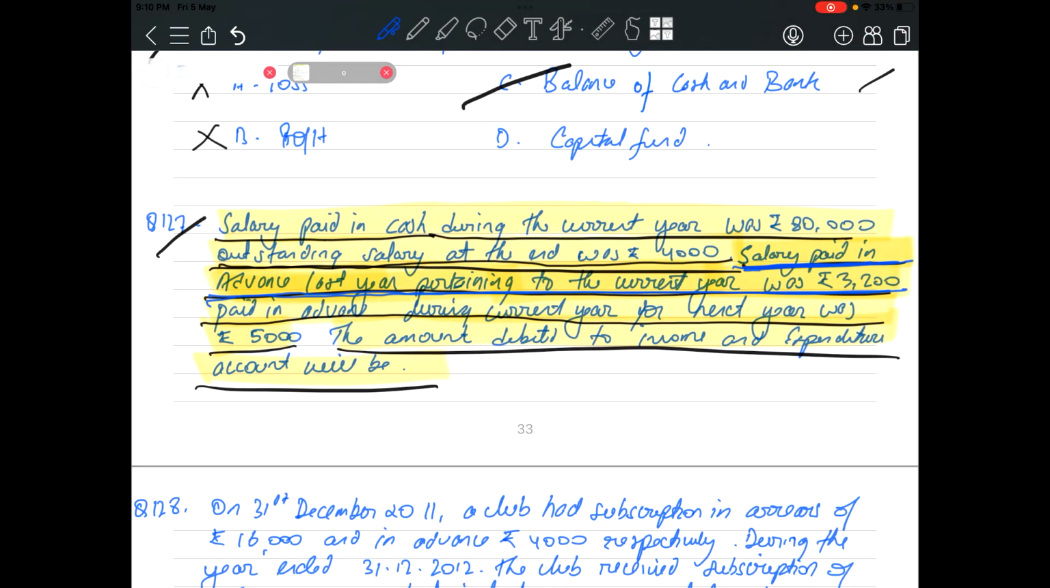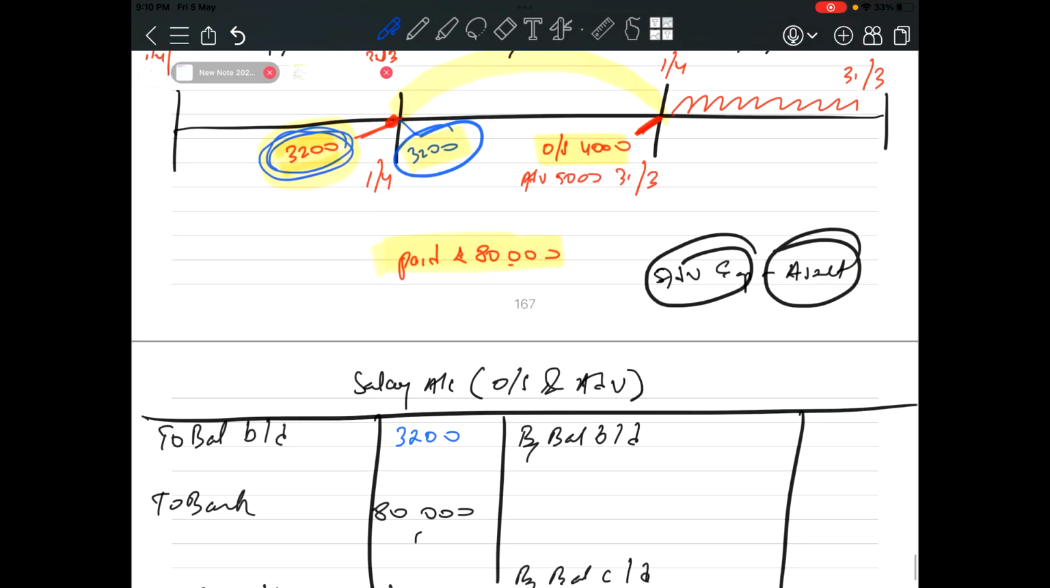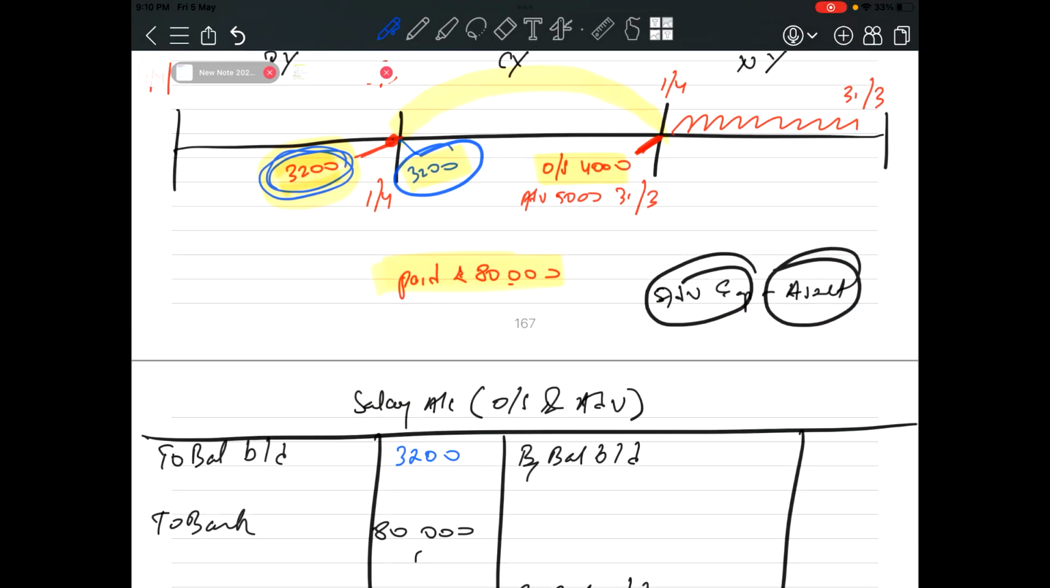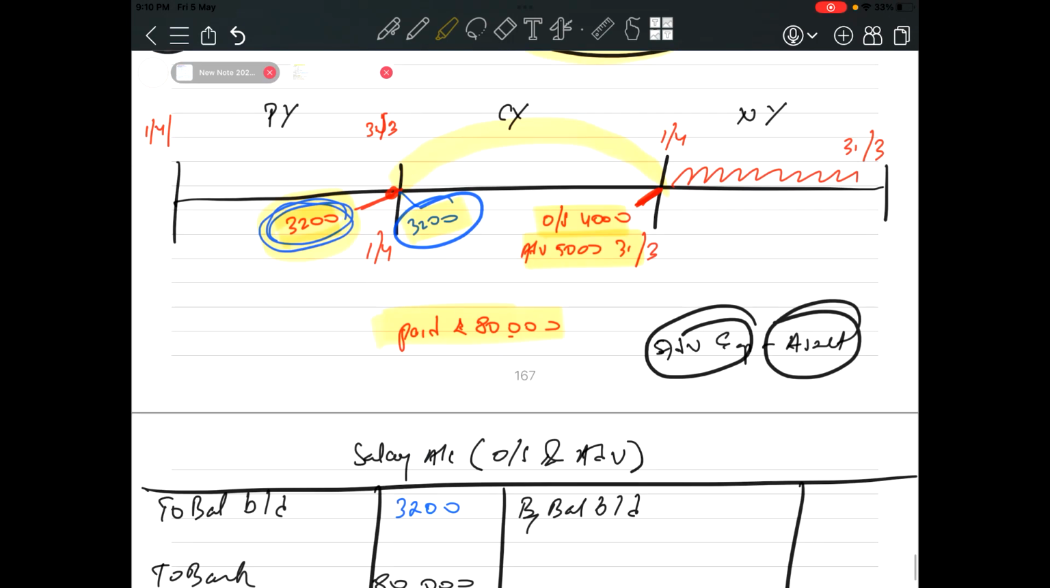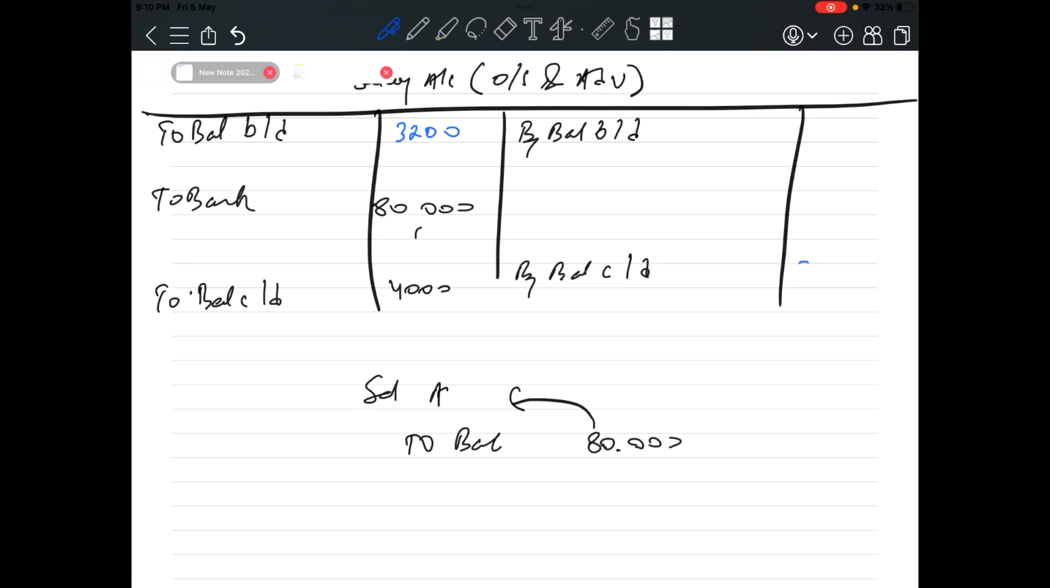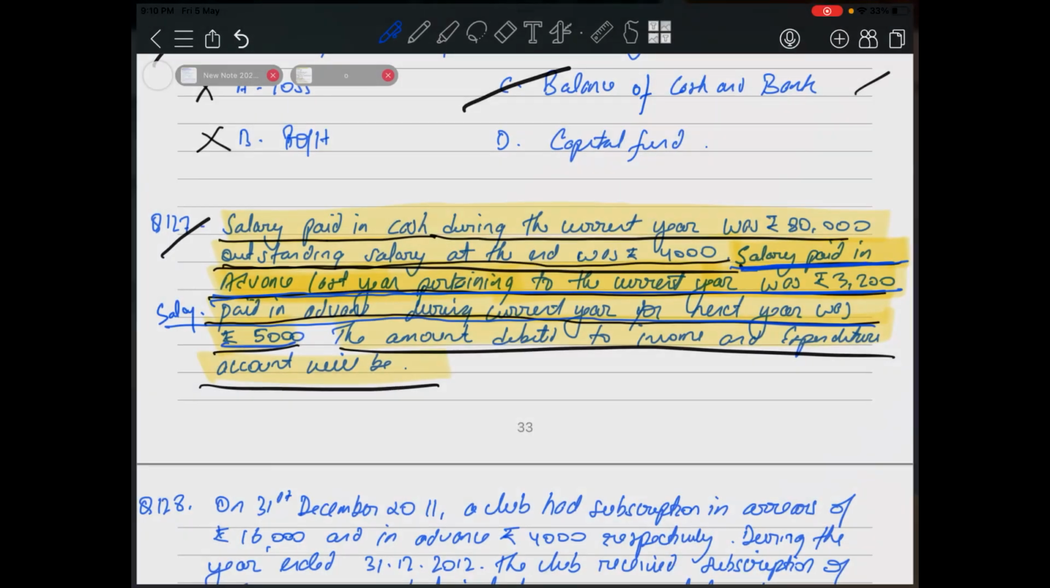Next, salary paid in advance during the current year for the next year was 5,000. Now, what is the advance salary paid in the current year for the next year? It is 5,000. So this is also an asset, right? We are paying in advance, so this is the closing balance of the asset. How much is the amount? 5,000. So where will it come? It will come to the credit side, 5,000. I hope this is simple and clear to you.